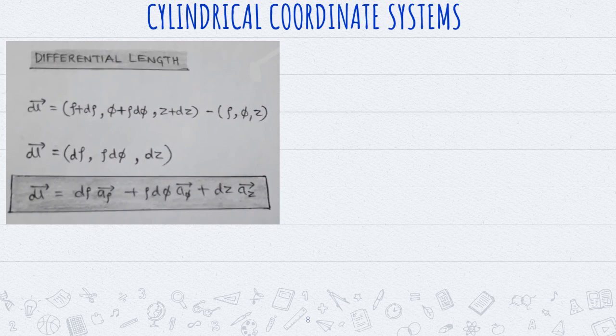First, we will see the differential length. As I told you already, there are three sides, that is d rho, rho d phi and dz. Now you can write them along with the unit vectors. Therefore, the differential length dl is equal to d rho into a rho vector plus rho into d phi into a phi vector plus dz into az vector. This is the differential length of the cylindrical coordinate system.